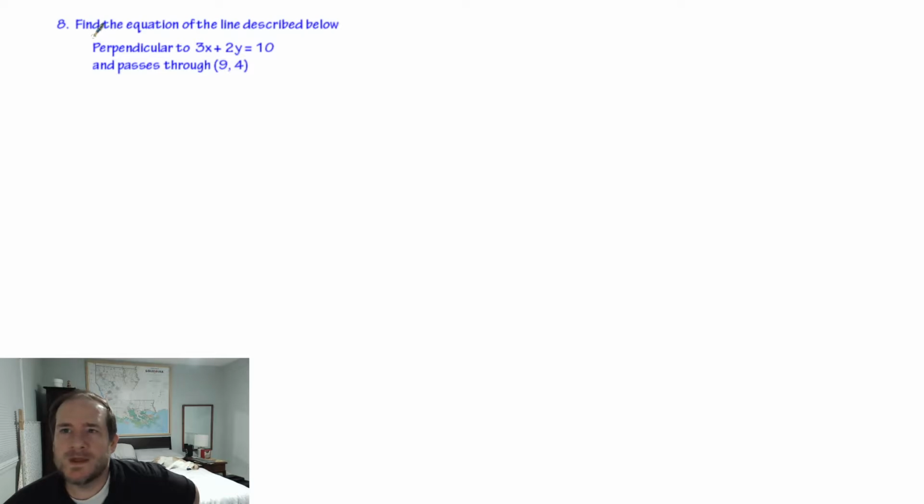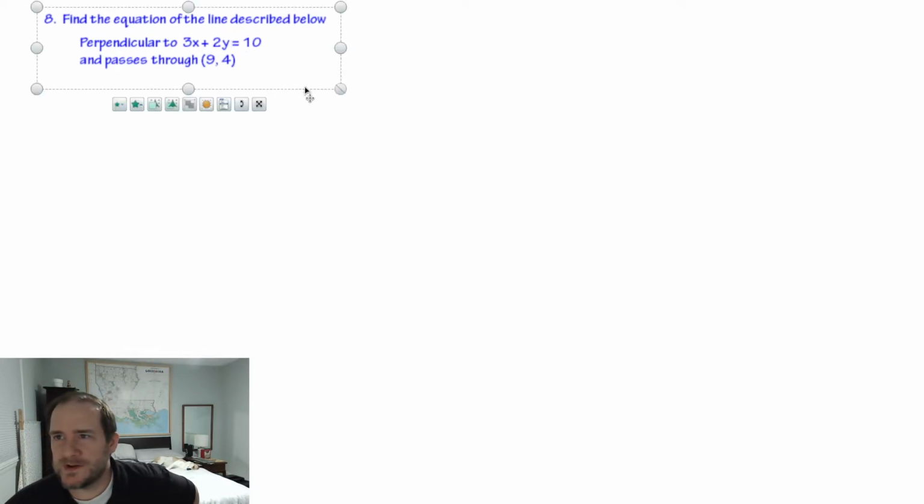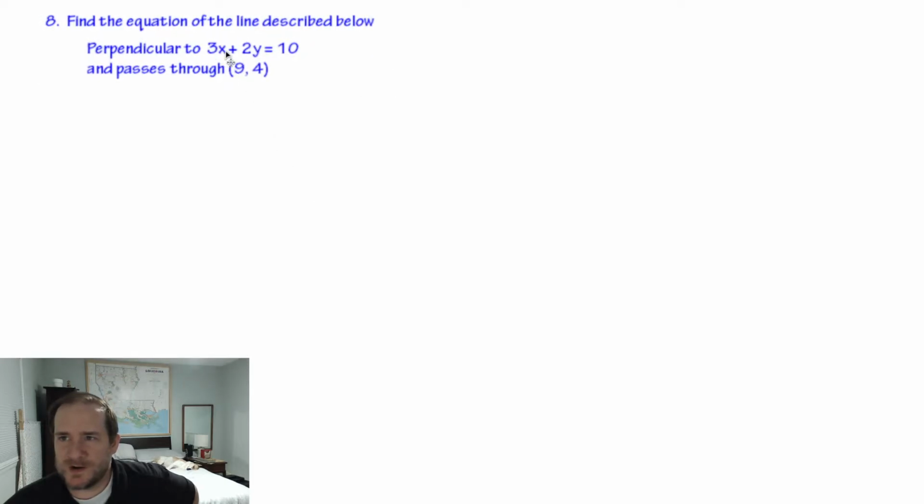8. Should look pretty similar to you guys. The big difference here is, this time, is our equation solved for y? No, it isn't. So we should take that equation that we were given and immediately solve it for y, which means subtracting 3x from both sides.